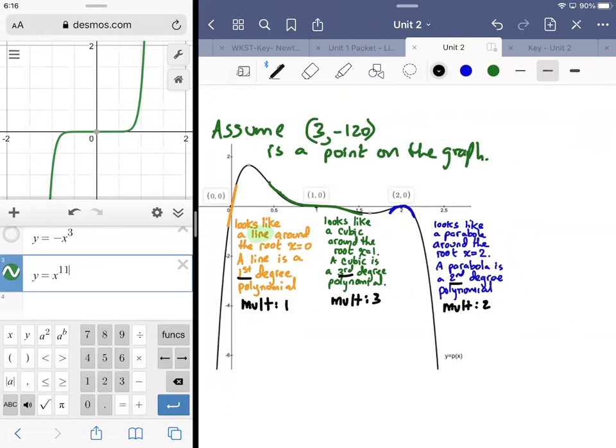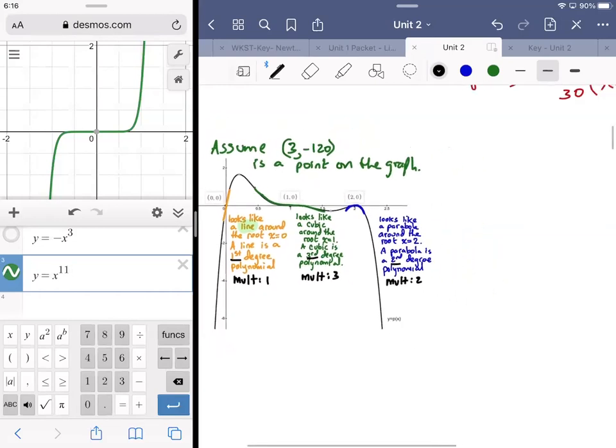Now, we still haven't talked about that assumption that I wrote on the top, assume that (3, -120) is a point on the graph. I'll get to that in a minute. Right? That information has to be given to you for a problem like this to work. So it's not something that I'm expecting you to assume. I'm telling you that assumption will be made. It'll be like on a test, it'll say, suppose (3, -120) is a point on the graph.